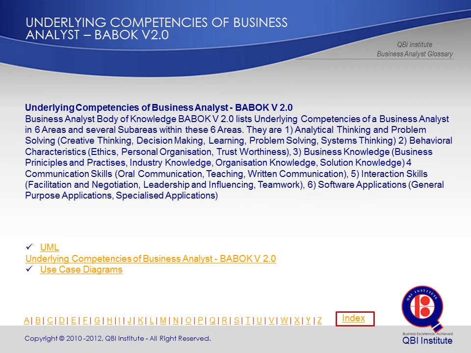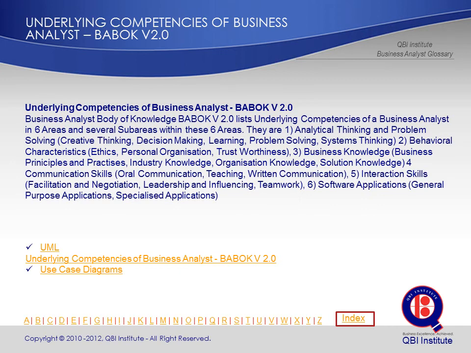Underlying competencies of business analyst, BABOK V2.0. Business Analysis Body of Knowledge BABOK V2.0 lists underlying competencies of a business analyst in 6 areas and several sub-areas within these 6 areas. They are: first, analytical thinking and problem solving; creative thinking, decision making, learning, problem solving, system thinking. Second, behavioral characteristics, ethics, personal organization, trustworthiness.